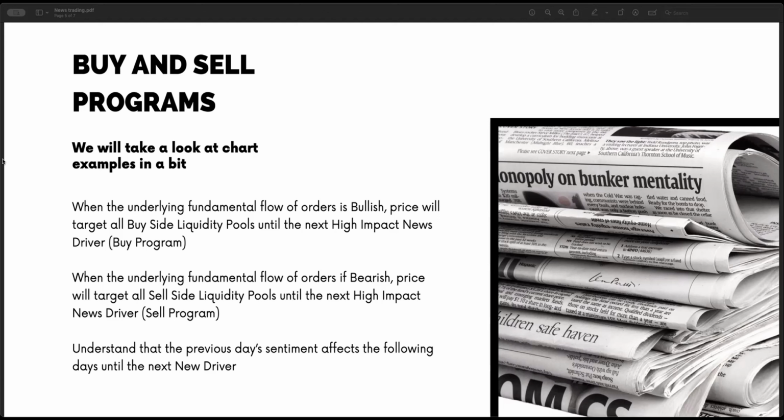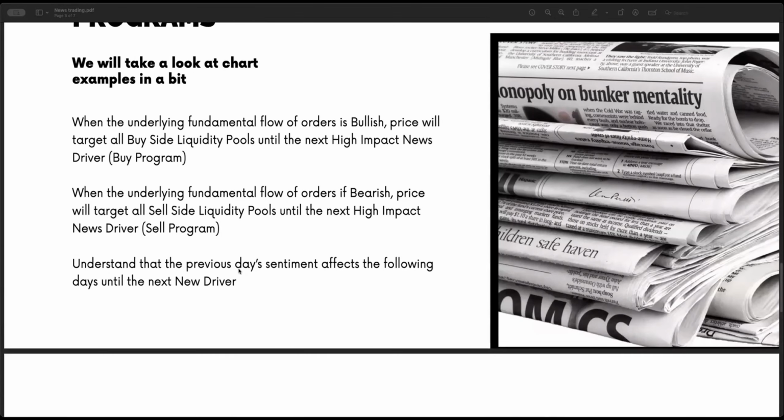Meaning, let's say the high-impact news driver said bullish dollar. The next high-impact news driver is on Friday. But let's say on Wednesday, you had a medium-impact news driver that says Dixie down. Then that's going to be a retracement, followed by a continuation. I hope you really understood this.